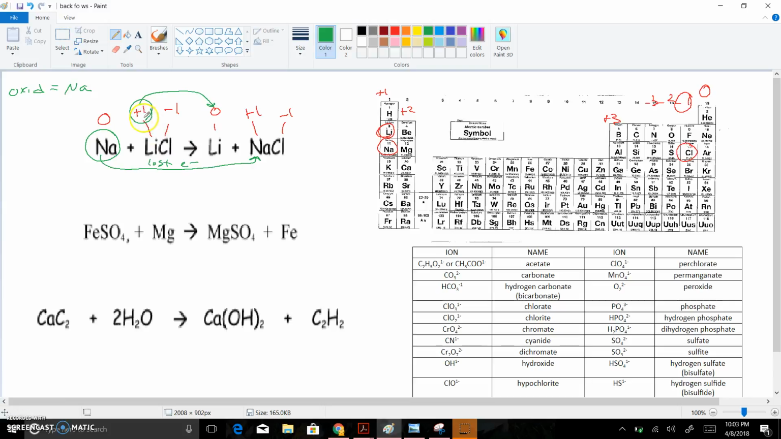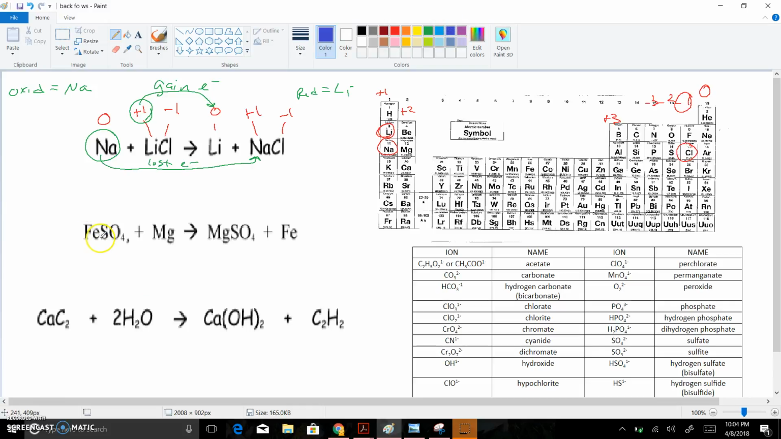On the other part, I'm looking at lithium went from a +1 to a 0. The only way to go from a positive to a 0 is if you gain negative stuff. Gain electrons. Gaining electrons would mean you're reduced. Lithium was reduced. Oxidize is lose, reduction is gain. Or lose electrons oxidized, gain electrons reduced. Whichever mnemonic device you like. Going on to the next one.